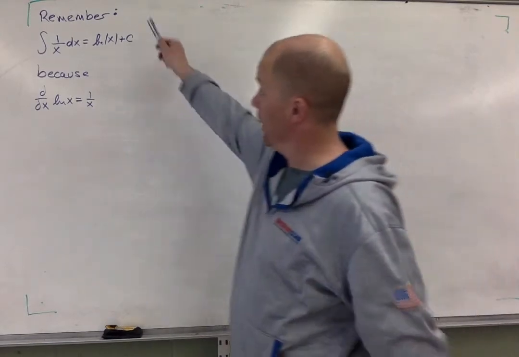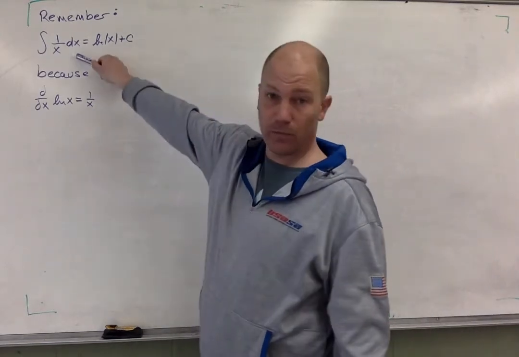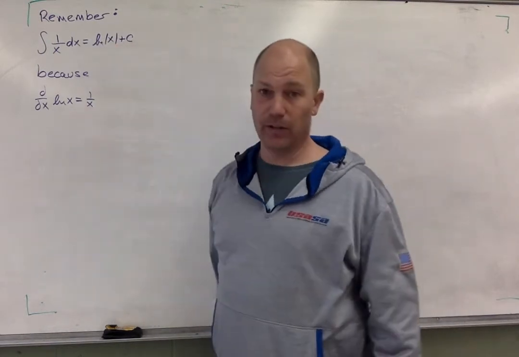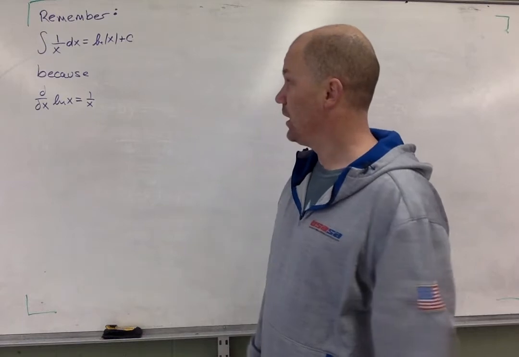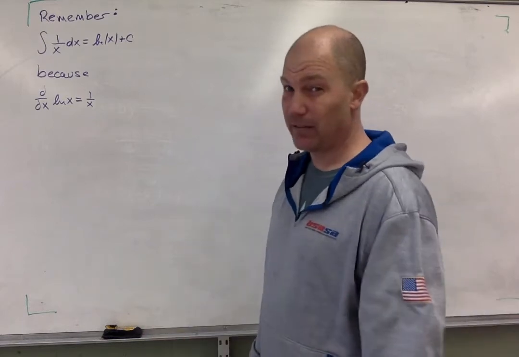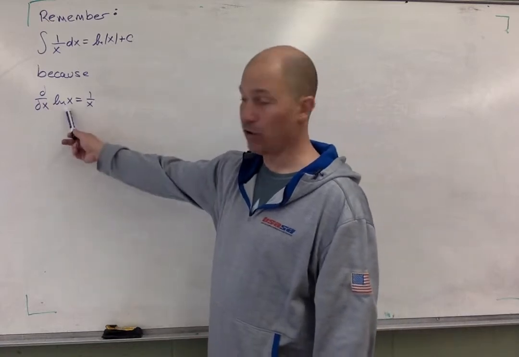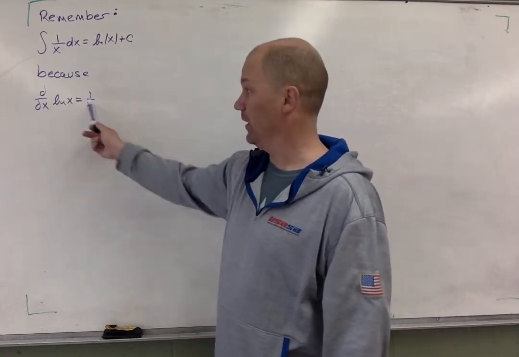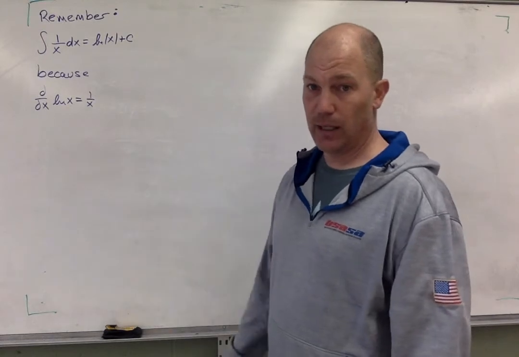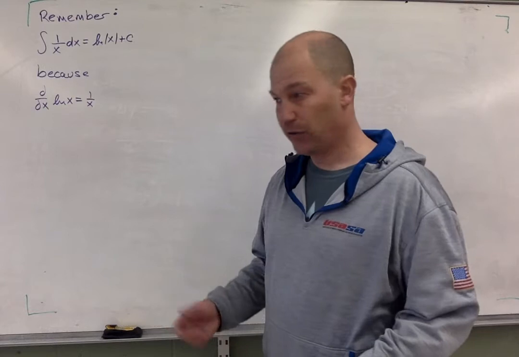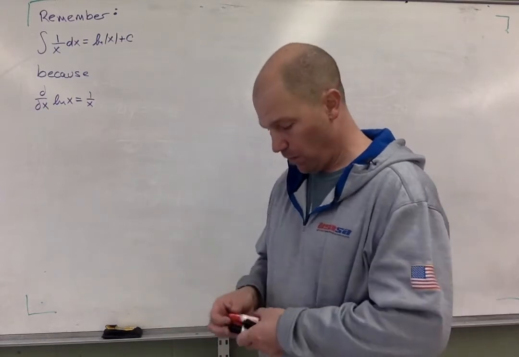First of all, remember that the integral of 1 over x is the ln of the absolute value of x plus c. You can kind of think about that as by definition for now if you want. We learned this, where the derivative of ln of x was 1 over x, and that made sense.